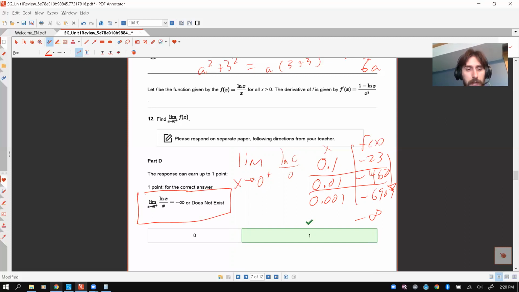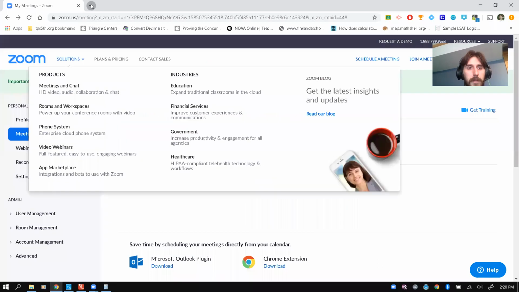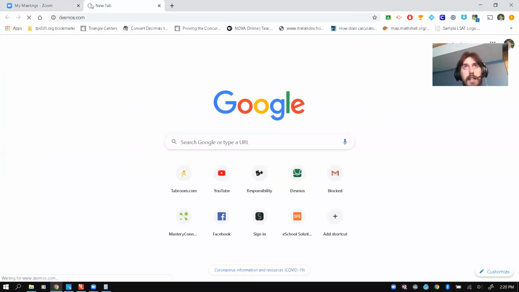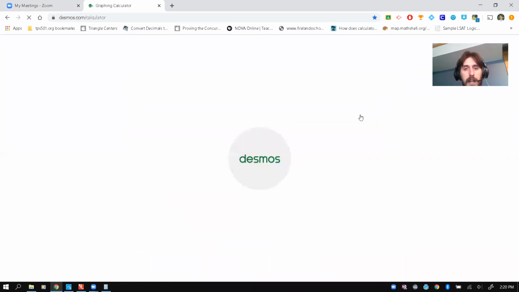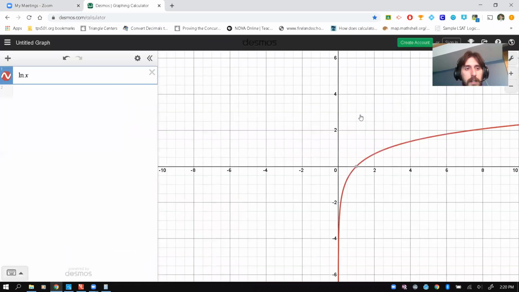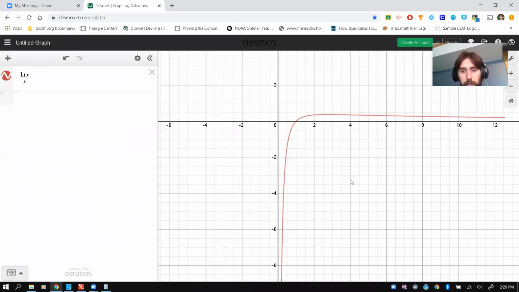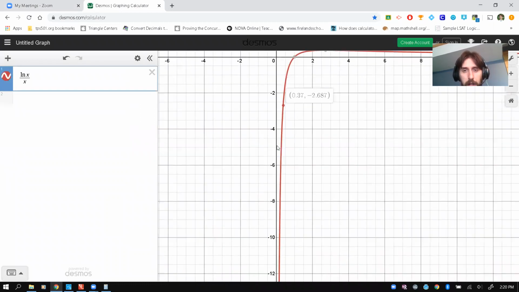And again, you could have also done that by graphing. So if you go to desmos.com, or if you use your TI-84 and you just start graphing and type in the natural log of x over x, you'll see that as you approach 0, it gets smaller and smaller. It just approaches negative infinity.